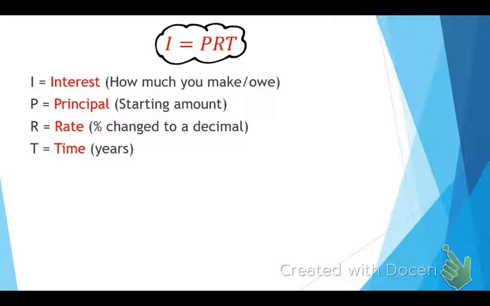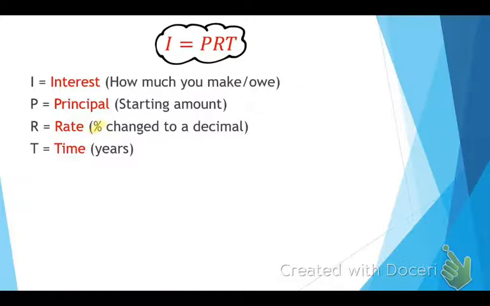Interest. Okay, that's what we were kind of just talking about. That's how much money you make or how much money you owe. It could mean either of those things. What does the P stand for? The principal. The principal is your starting amount of money that you're depositing or that you need to borrow. The R, what's that stand for? The rate, okay? So please make sure that you've written this part down right here. It is a percent, okay? So the rate will always be a percent, but we've just got to make sure that we change that percent to a decimal. Very good job.